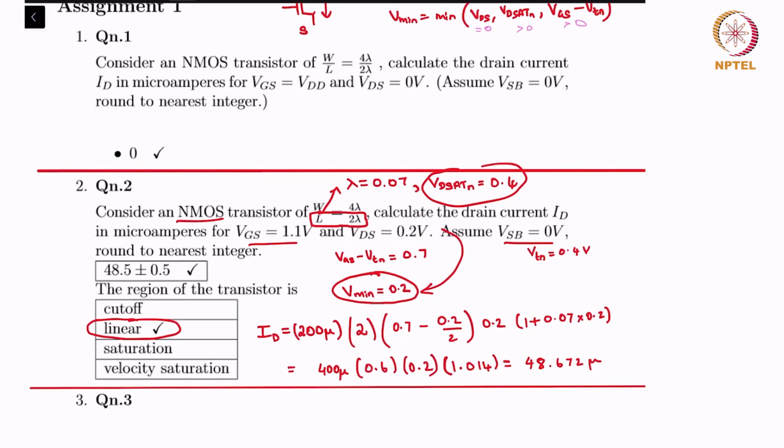So now that we know what Vmin is and what VGS minus VT is and what VDS is, we can go ahead with calculating what the drain current will be. So the drain current is Kn prime W by L into VGS minus VT minus Vmin by 2 times Vmin into 1 plus lambda VDS. Because it's a short channel transistor, I've had to include the lambda VDS component as well. So this works out to 48.6 microamps.